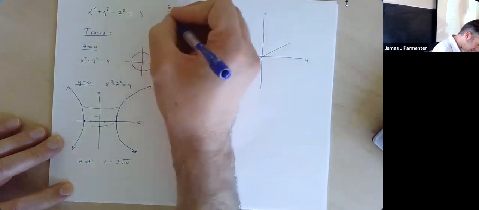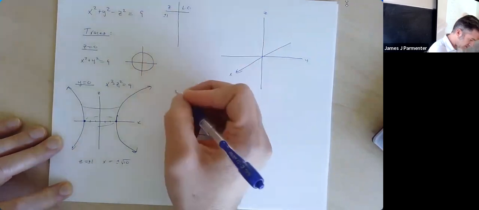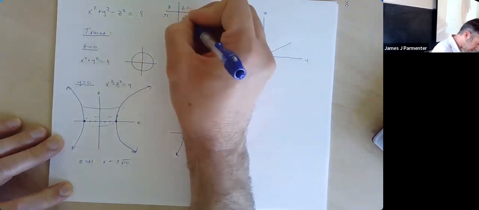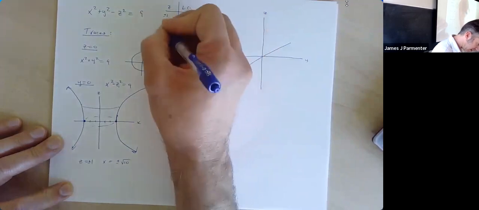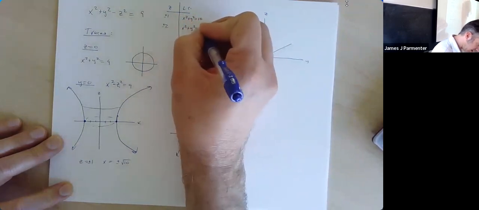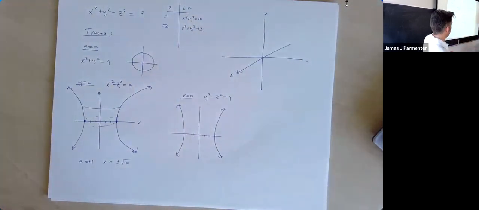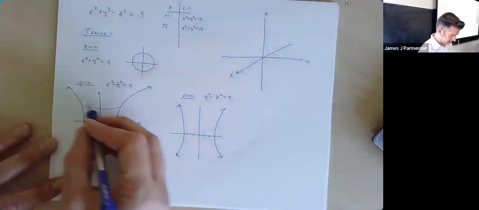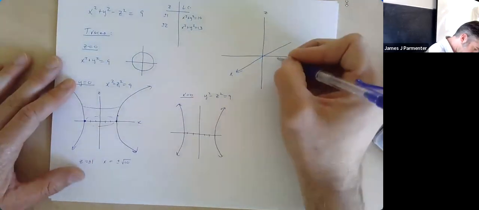Level curve. If z equals plus or minus 1, you're going to get x squared plus y squared equal to 10. If z is plus or minus 2, you're going to get x squared plus y squared equal to 13. And so as we move up or down from the xy plane, we're just going to get bigger and bigger circles, which makes sense. We can see the circles getting larger and larger.